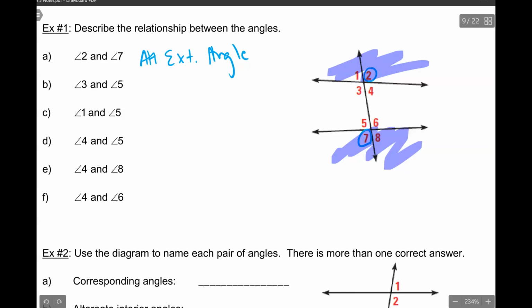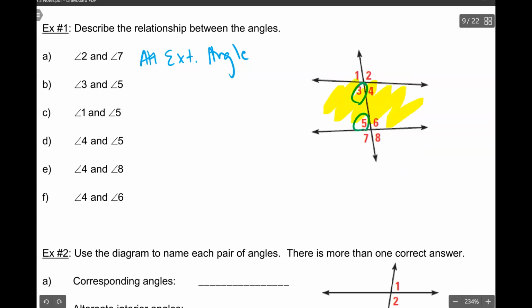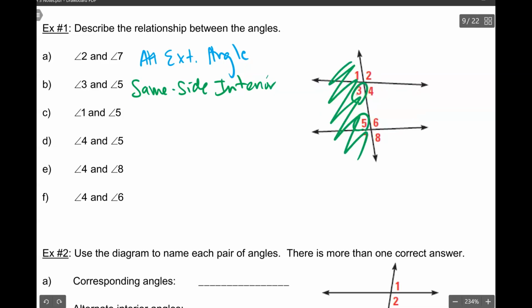All right, let's do 3 and 5. 3 and 5 are both interior angles, and they're on the same side, so therefore we call them same side interior. They're both on the left side of the transversal. All right, 1 and 5, they're in the same relative location, the top left of the intersection. So therefore we would say they're corresponding.